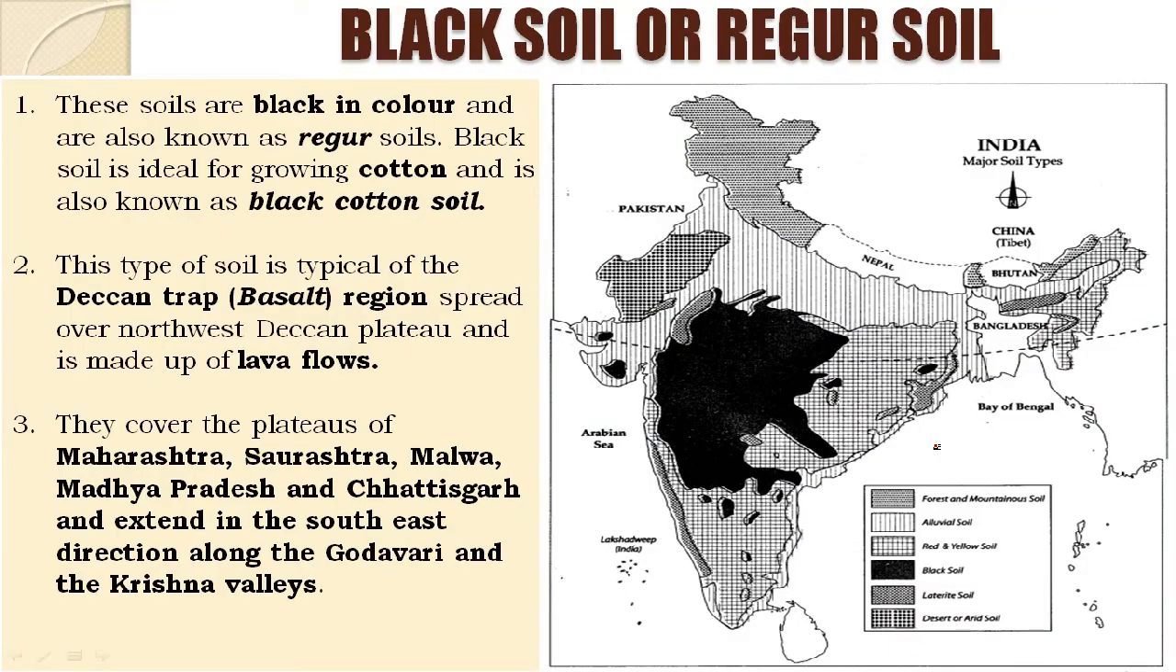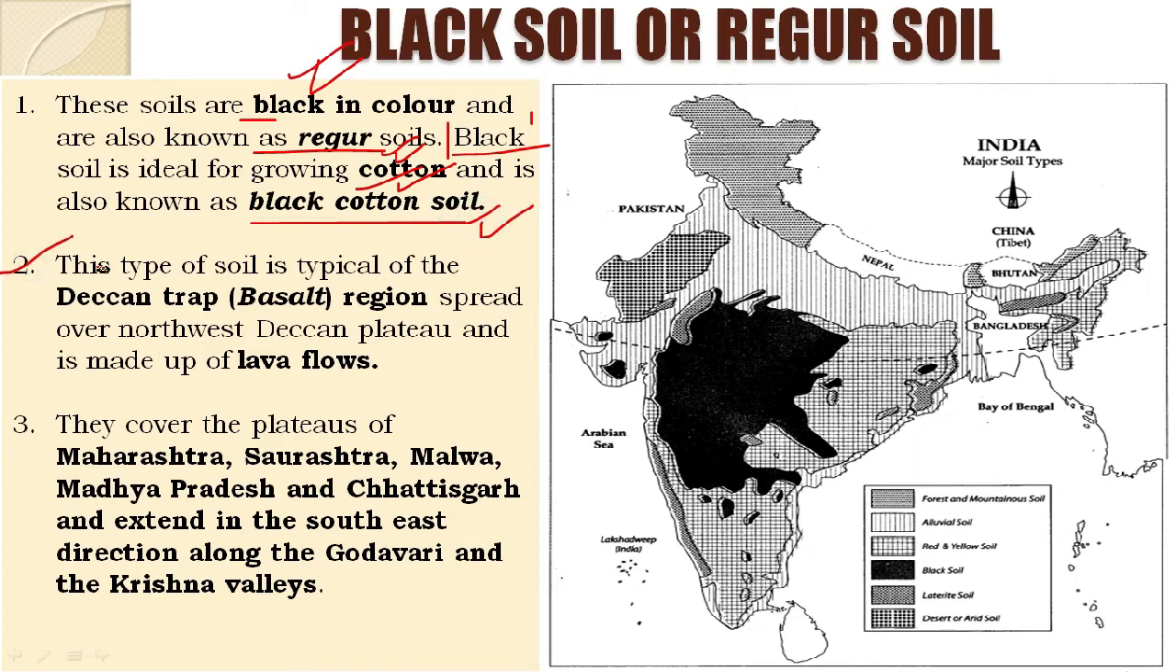Clear? Now students, we will be moving to another set of soils, and we will be learning about black soil, or regur soil. First of all, these soils are black in color. That's why they are named black soil, and they are known as regur soils as well in south India. A direct question here: which type of crop is grown on black soil, or which type of soil is ideal for the growth of cotton? We see that cotton is grown on the black soil, therefore it is also known as black cotton soil.